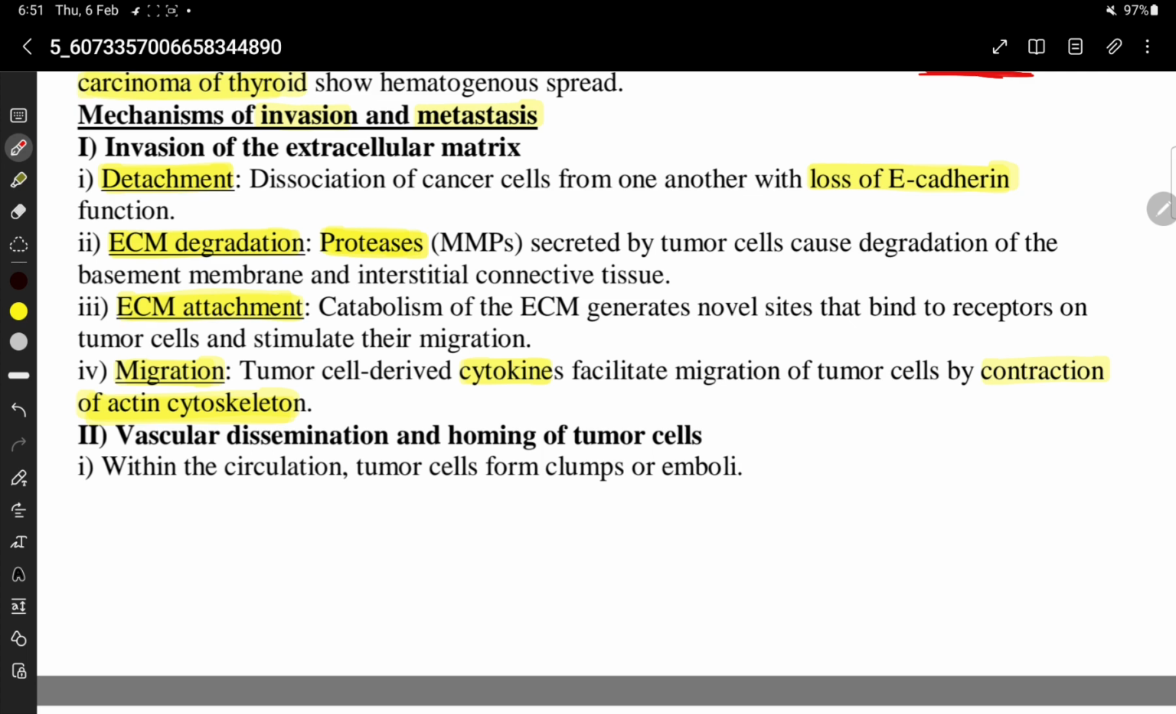So invasion of the extracellular matrix: first step, detachment because of loss of E-cadherin, then ECM degradation because of the proteases, then ECM attachment where novel sites are generated, and then migration. Tumor cell derived cytokines facilitate migration of the tumor cells by contraction of the actin cytoskeleton.